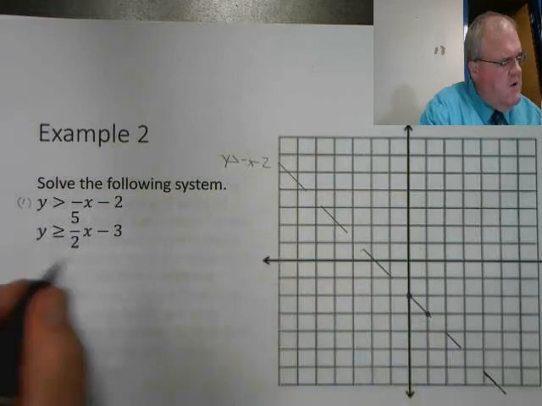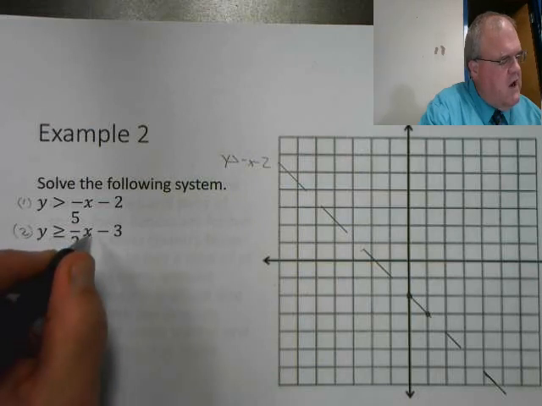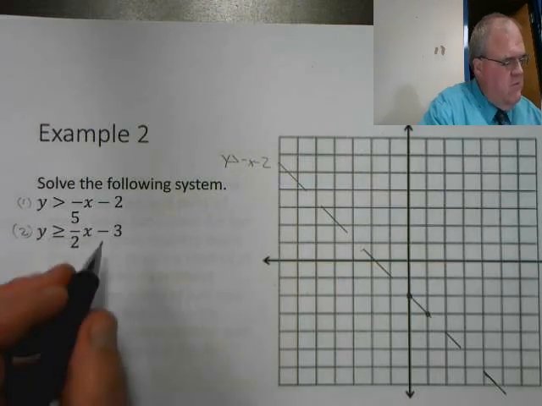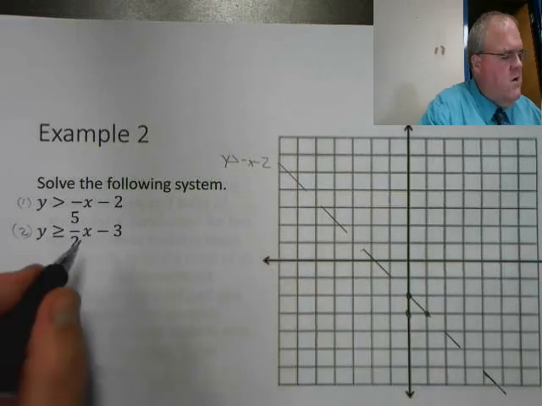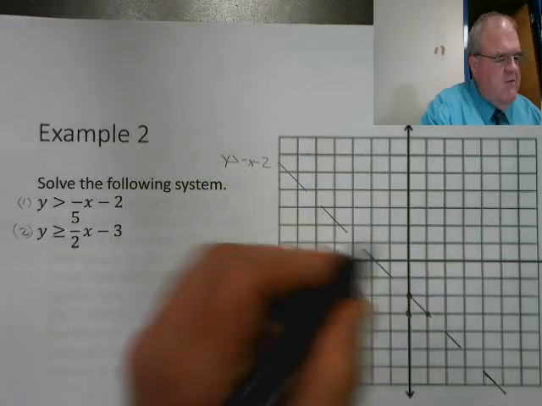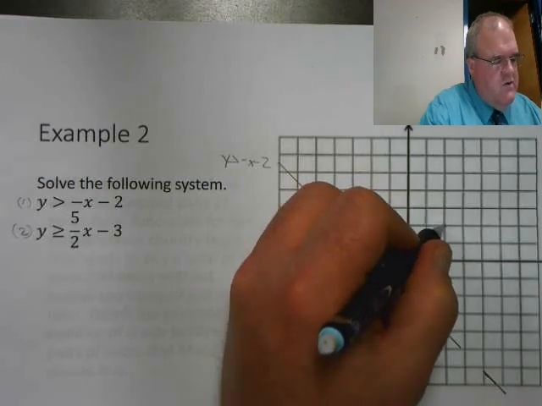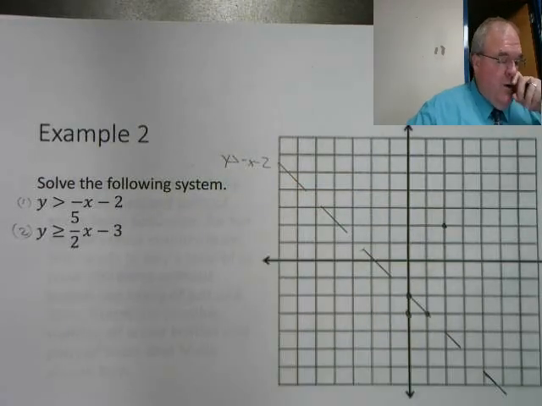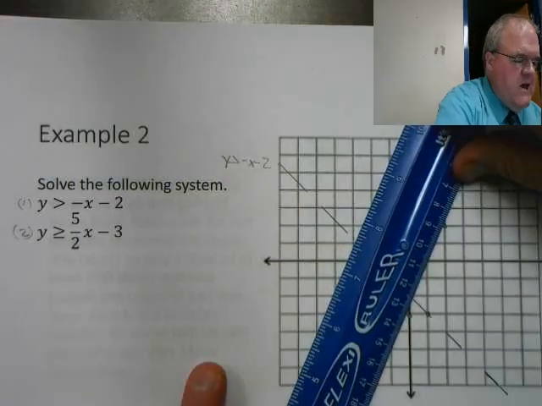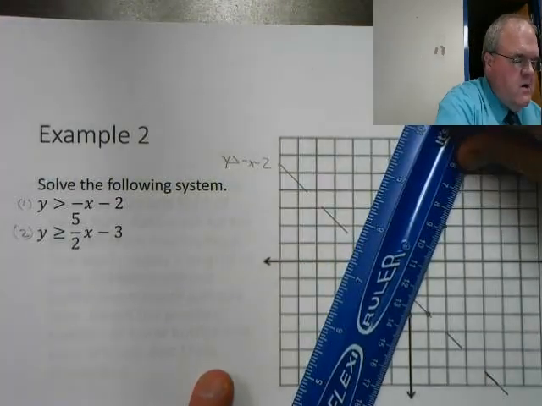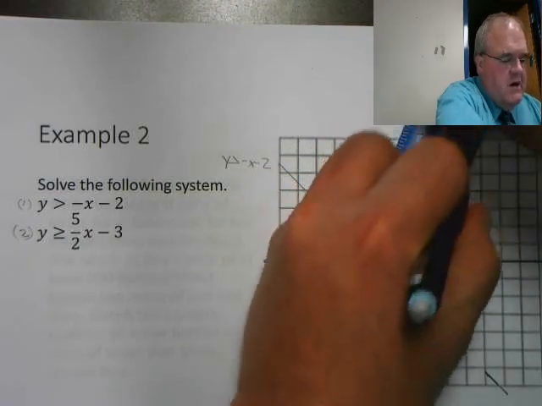And then I have my second equation, y is greater than or equal to 5 halves x minus 3. So I'm going to come down to y equals negative 3. My slope is 5 halves, so I'm going to go up 5, right 2. And I'm going to graph that line, and since it has equal to, it is going to be a solid line.